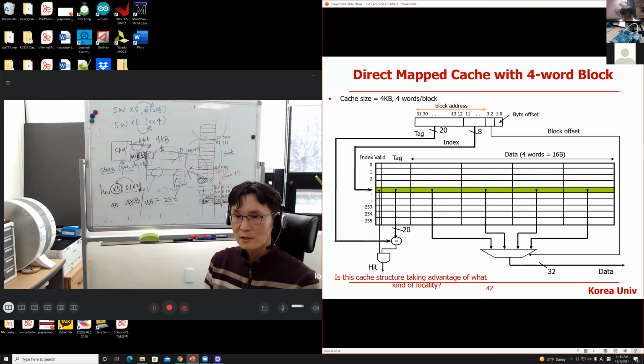So this cache is taking advantage of both temporal and spatial locality, because the cache line size is 16 bytes. Temporal locality: you access one location, then next time you access the same location again and again. Spatial locality: you access this location, then very likely you will access its neighbors. So it exploits both temporal and spatial localities.